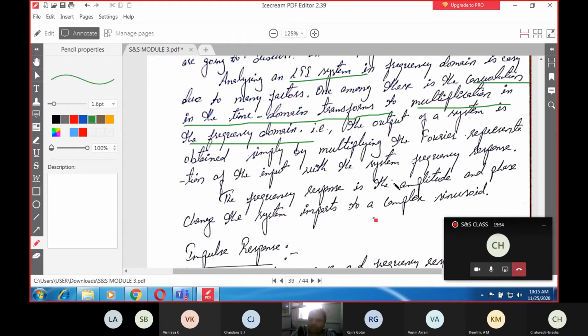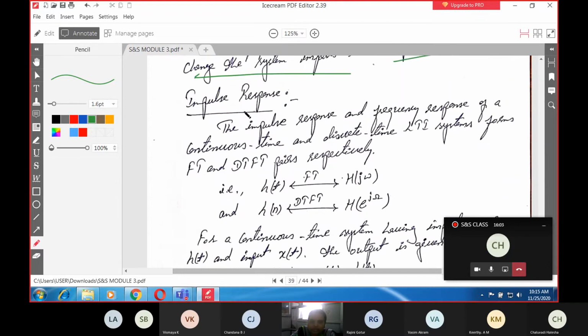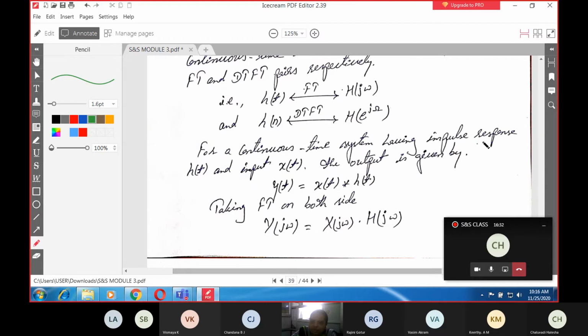The frequency response is the amplitude and phase change the system imparts to the complex sinusoidal. Then the impulse response and frequency response of continuous time and discrete time LTI systems form FT and DTFT pairs respectively. Here h of t, when Fourier transformed, you will get H of j omega, and h of n, the discrete time Fourier transform, you will get H of e raised to j omega.